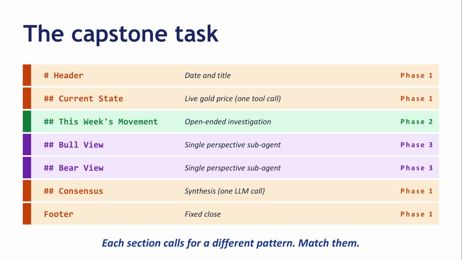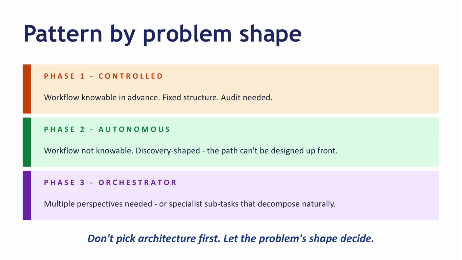Now ask, for each section, which pattern fits its shape. Header and footer: fixed format, no reasoning. Phase 1. Current state: 1 fact, fetch and format. Phase 1, with 1 tool call. This week's movement: open-ended investigation. The path can't be designed up front. Phase 2, autonomous agent. Bull view: 1 perspective, well-defined role, deserves an agent of its own. Phase 3, subagent. Bear view: same. Phase 3. Consensus: synthesize multiple inputs. Phase 1, but with 1 LLM call.